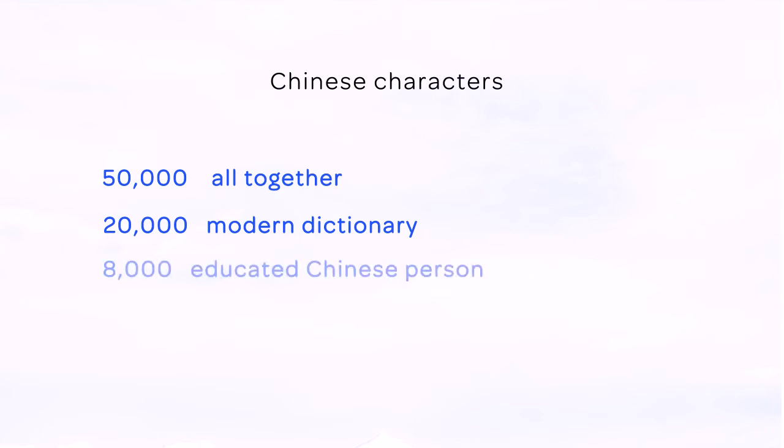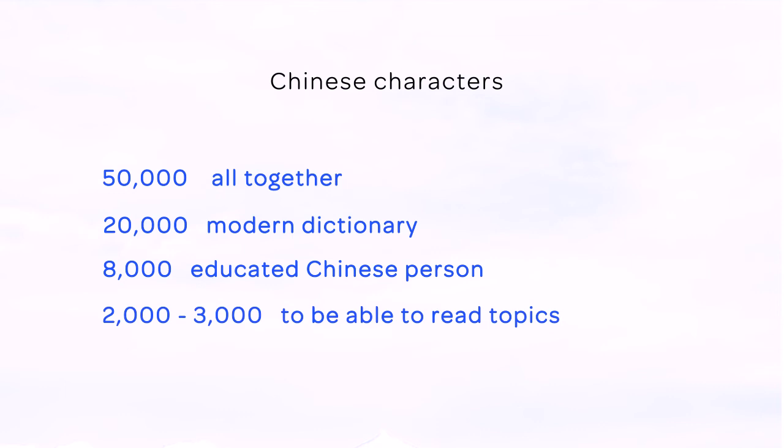As we said in our previous lesson, it's hard to read Chinese because it has characters, not letters. Chinese has 50,000 characters altogether. 20,000 of them are used in modern dictionaries. And educated Chinese people know 8,000. But you will only need 2,000 to 3,000 to be able to read different topics. That sounds terrific, right?